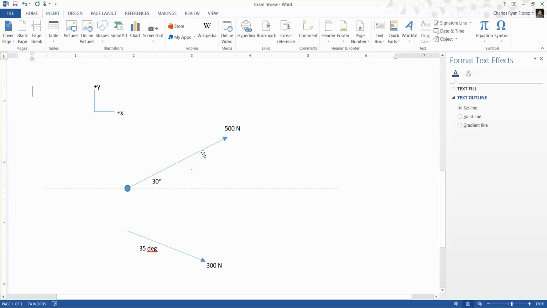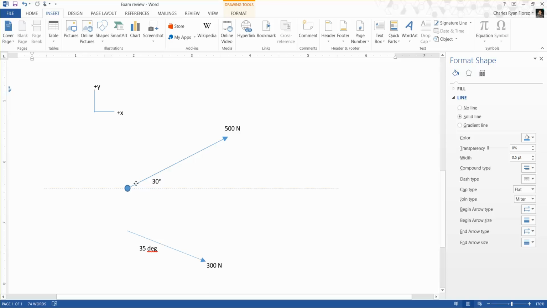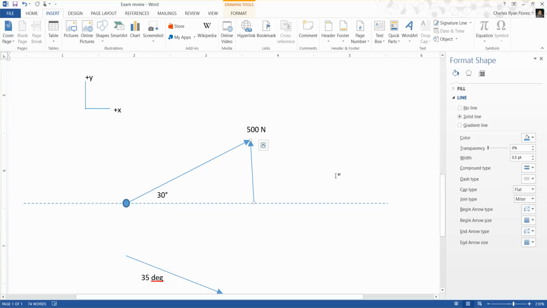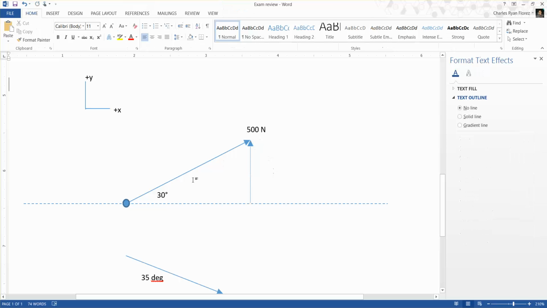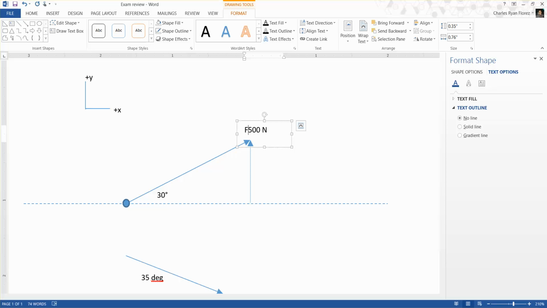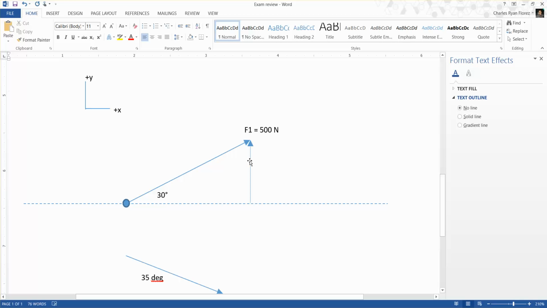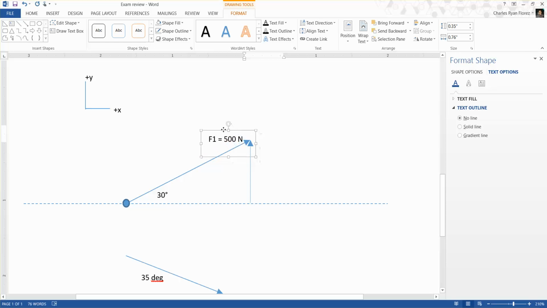So there it is. My y component will look something like this. I have no idea why it snaps. Okay, that looks pretty good. So here is my y component. Remember, this belongs to this F1, so this Fy of 1 is going to equal some number which we'll calculate.